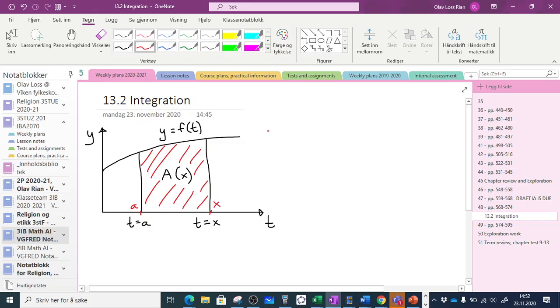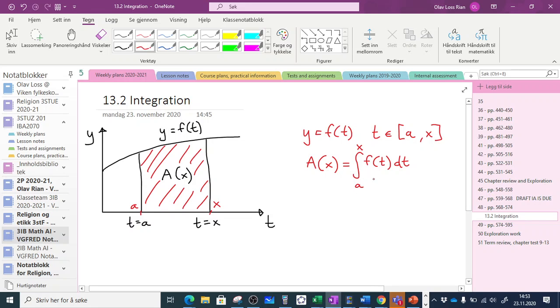Now, if we have a function y equals f of t over the interval, so t is going to be in the interval from a to x, then the area enclosed by the graph and the first axis and these vertical lines a and x is defined by this area function. And the area function is the integral of the function of the curve on this interval from a to x.